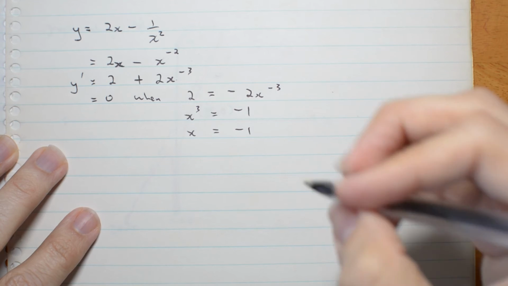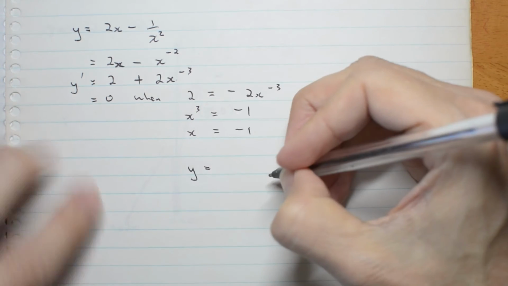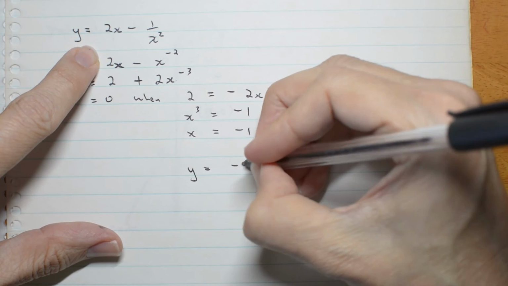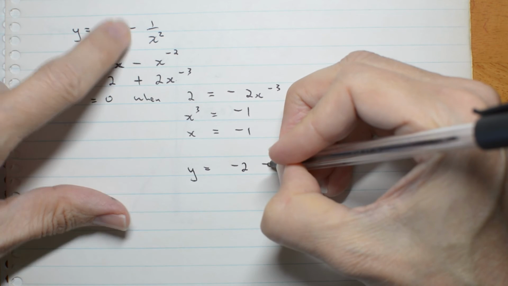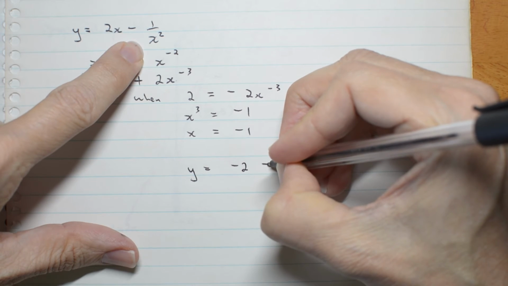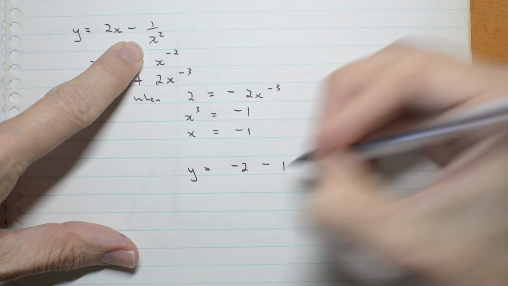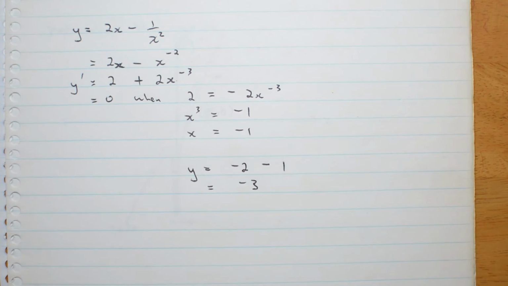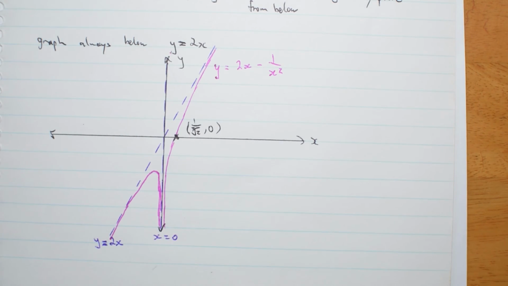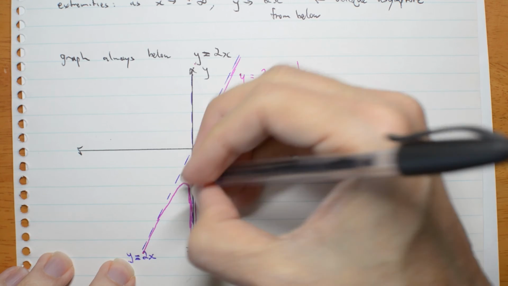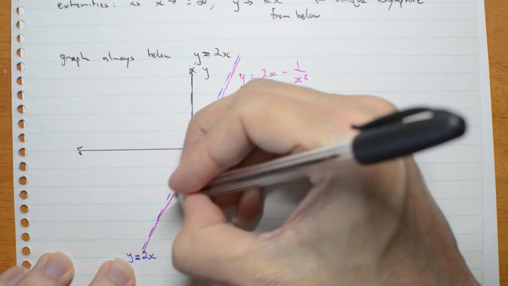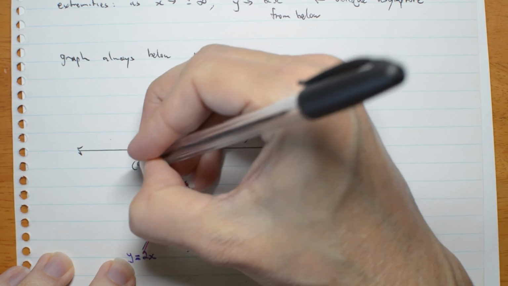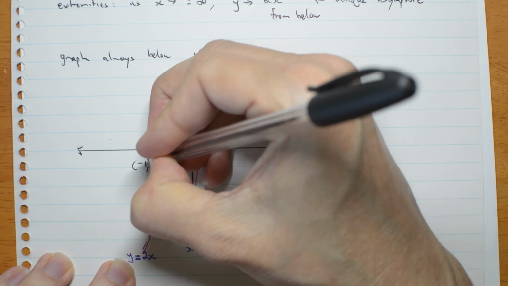Well, that was good. What's y? Y is negative 2 minus 1 over 1 squared, which is negative 3. So I can put this point on my graph, negative 1, negative 3. This turning point here is negative 1, negative 3.